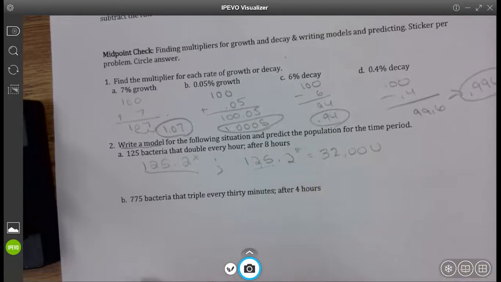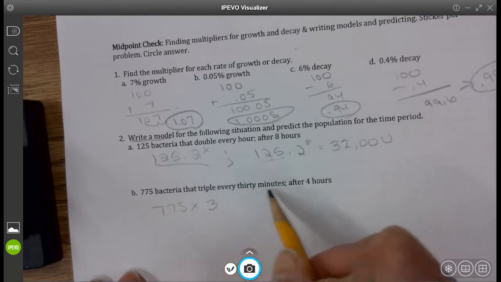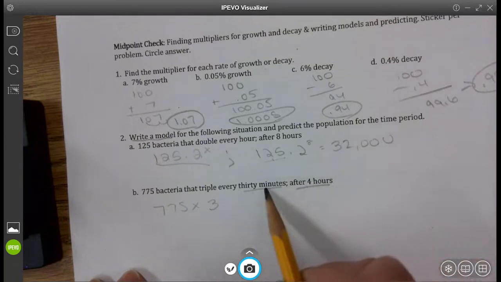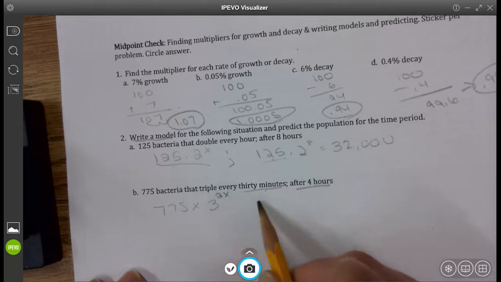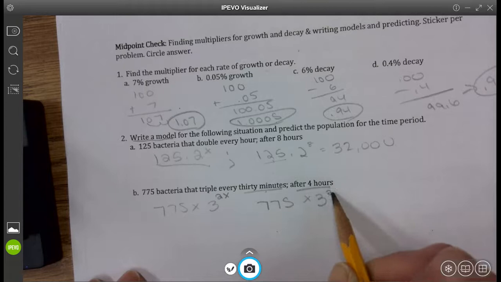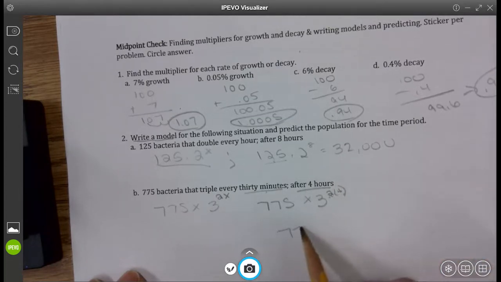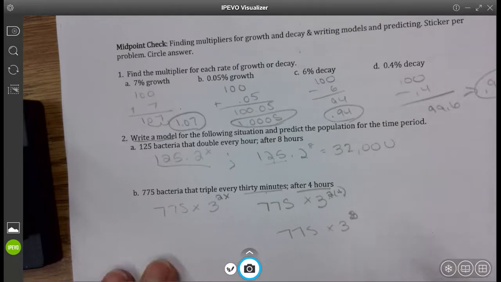That's the exponential growth. And now you have 775 bacteria that triple every 30 minutes. And then they want 4 hours. Well, if they want hours, how many 30 minutes are in an hour? There's 2 30 minutes in an hour. So 775 times 3, how many in 4 hours with every 30 minutes? Some people just put it to the 8th, but that's where it comes from. You're going to get 775 times 3 to the 8th.